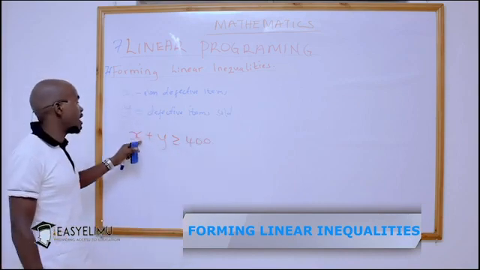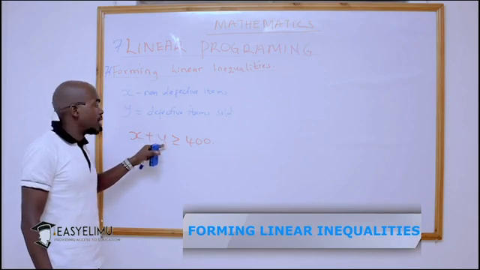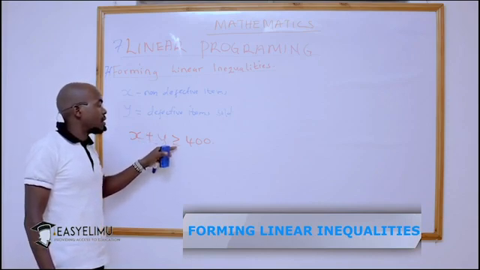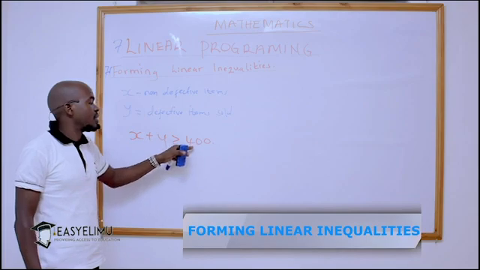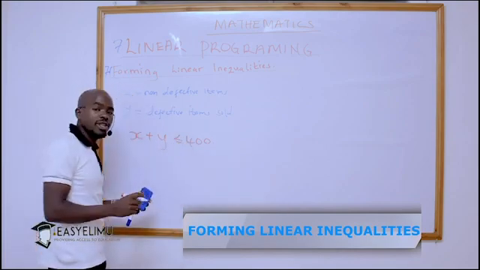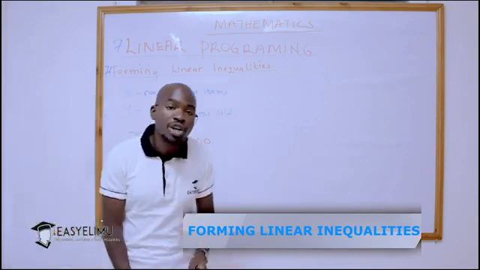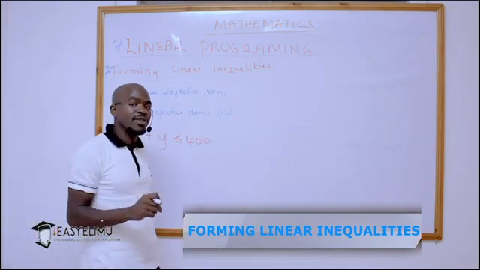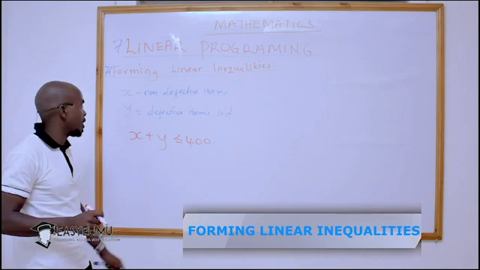It should be this X plus Y at most 400. So meaning it is either 400 or less, not more. It is 400 or less, meaning at most the maximum production should be 400.